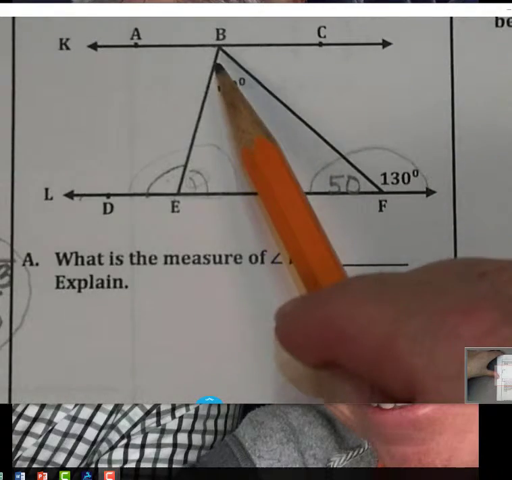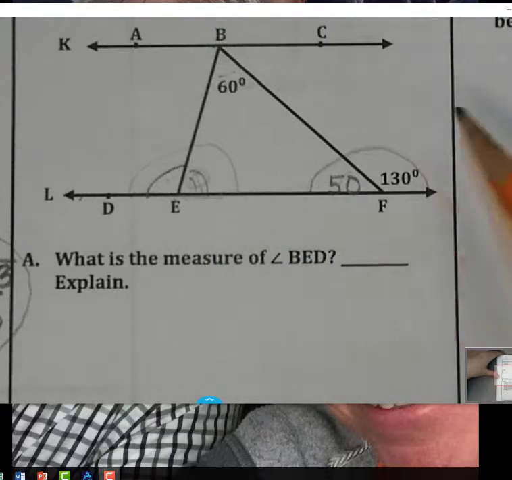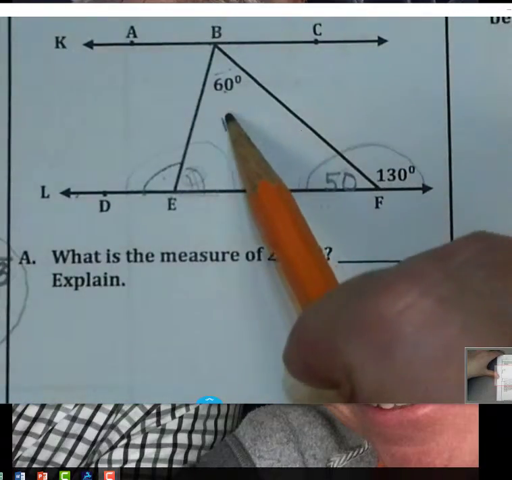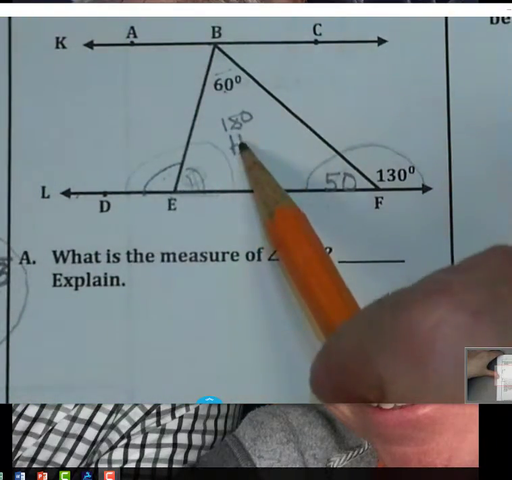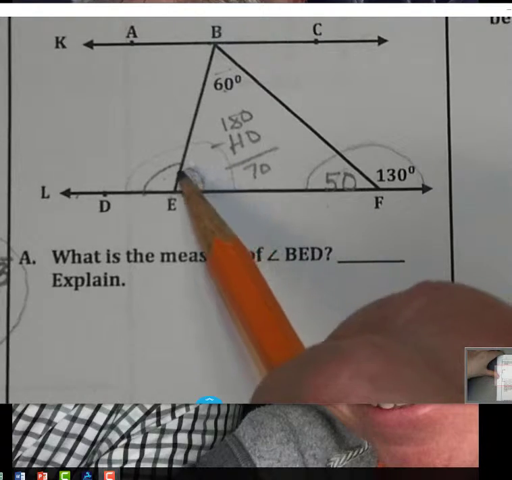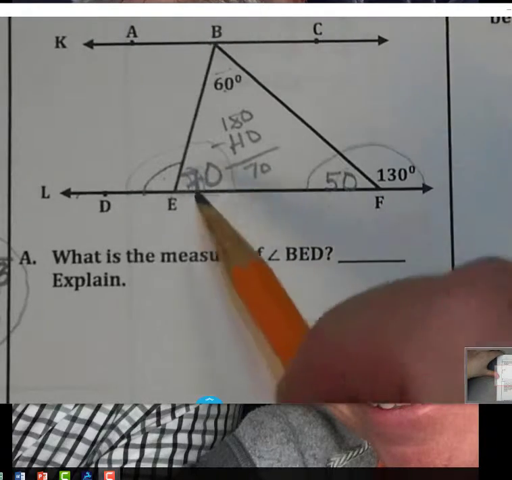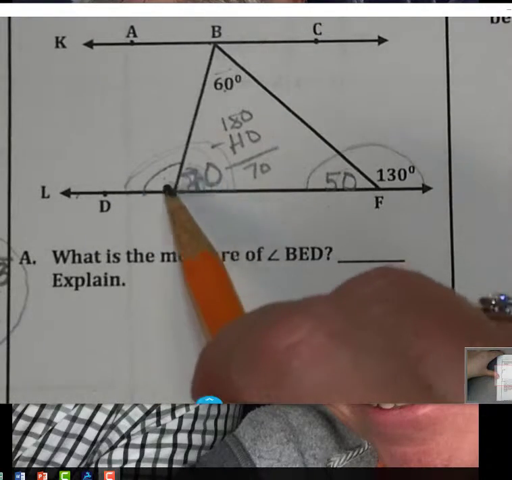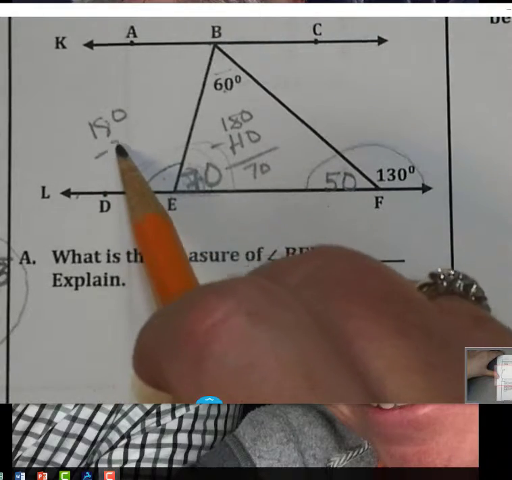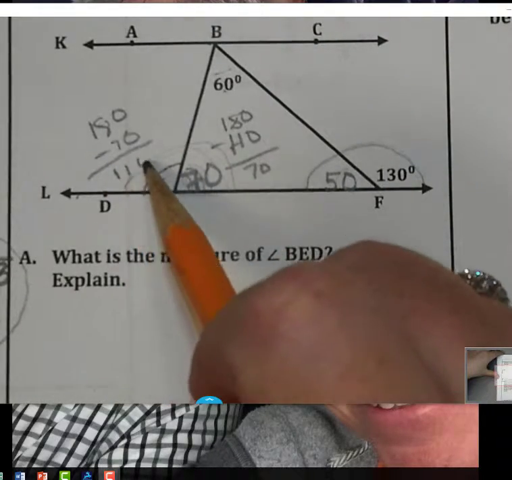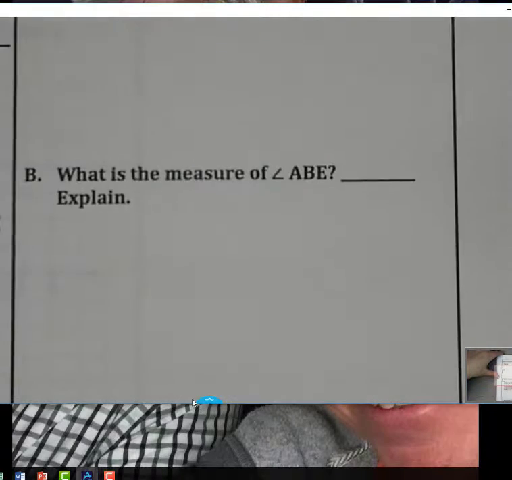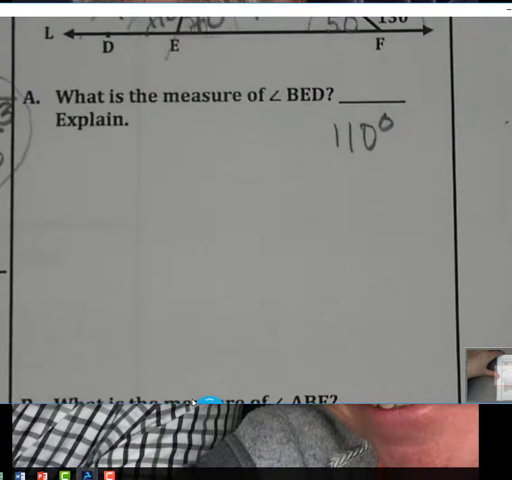Then I also know that the 3 angles of a triangle total 180. So I've got 60 and 50, that's 110. So this third angle must be 70. Okay? And if this third angle is 70 and all of this is 180, well then I have 180 minus 70, which is 110. So 110 degrees is the measure of angle ABE.